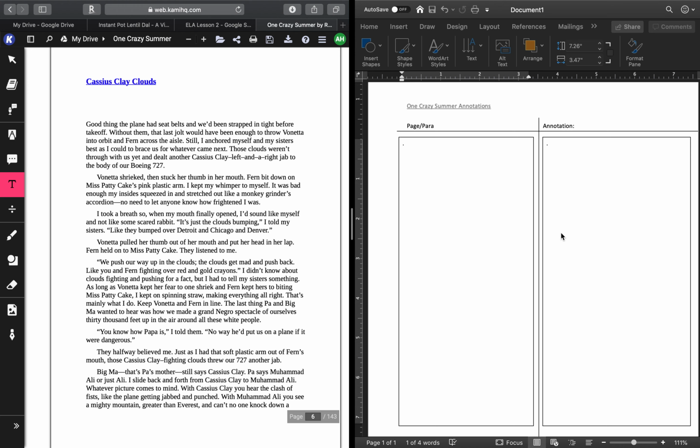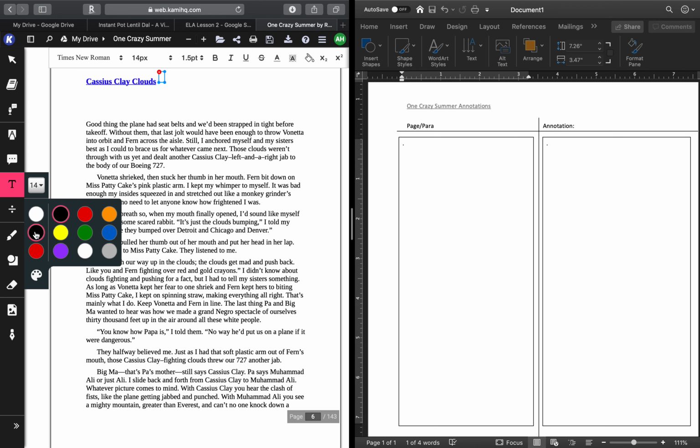Cassius Clay. So the first thing that I'm going to do is I'm going to look at that title and I'm going to decide, is there anything here to annotate? Well, in fact, there is. So Cassius Clay, let me go ahead and write that over here. Cassius Clay is also known as, let's get our text a different color, Muhammad Ali, who is a famous boxer. So before Muhammad Ali was Muhammad Ali, he went by Cassius Clay. So he eventually changed his name, but he was originally known as Cassius Clay.